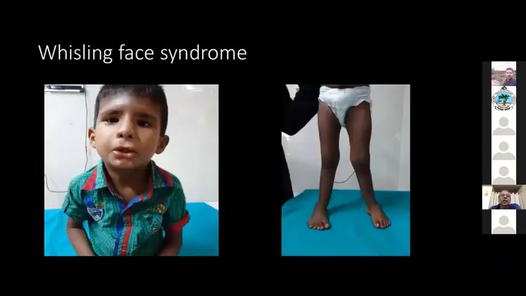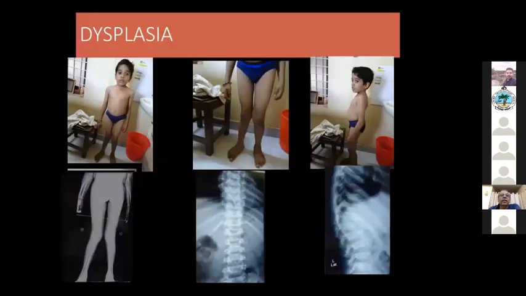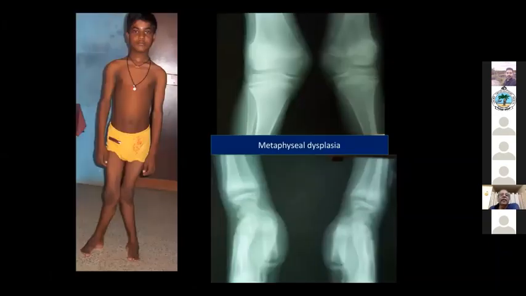So this is one of the facies. I just wanted to show it. This is a child with Freeman-Sheldon syndrome or whistling face syndrome. You don't need to remember that. Then bone dysplasia, you see the height. Short stature. The upper segment is short. So it is a spondyloepiphyseal dysplasia. You don't need to diagnose it. You just tell that it is dysplasia.